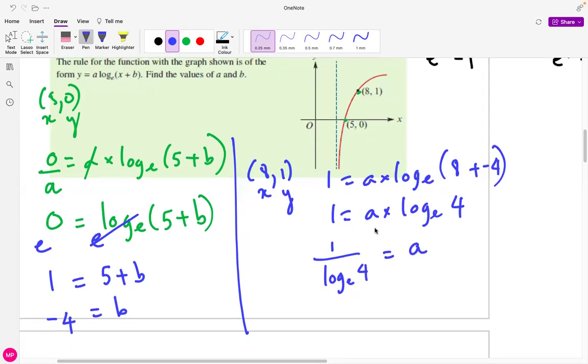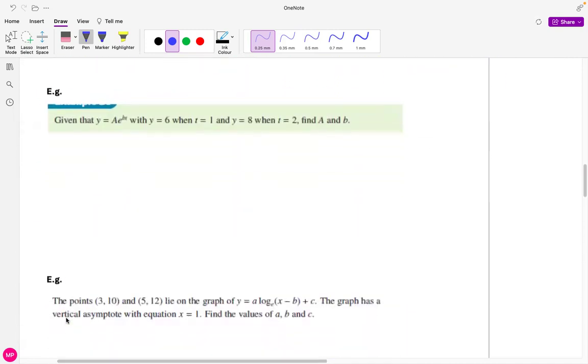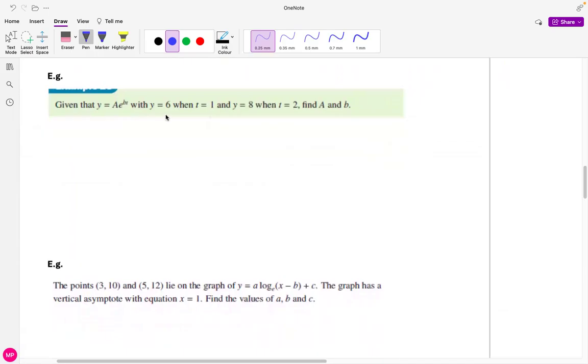So you have a equal that and b equal negative 4. Here is pretty much the same thing, but they're different in the way we solve it. Here they give you the general form, they give you a point, y equals 6 and t equals 1. So the point is (1, 6). t comes first, y comes second.